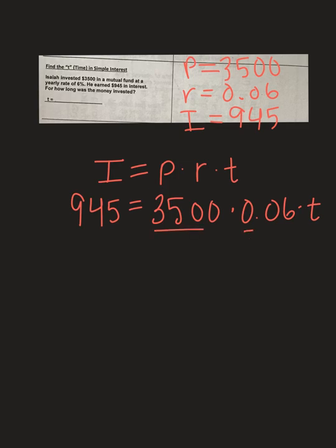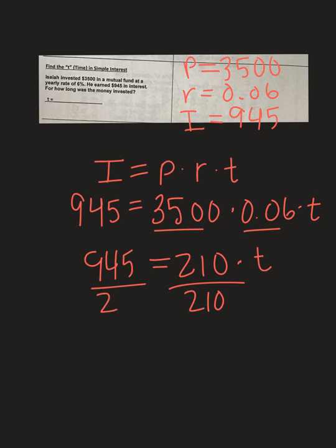When you do this multiplication, you should have gotten 210. Bring everything else down, and then divide by 210 on both sides of the equation. You should have gotten 4.5 equals T. So our final answer should be 4.5 years.